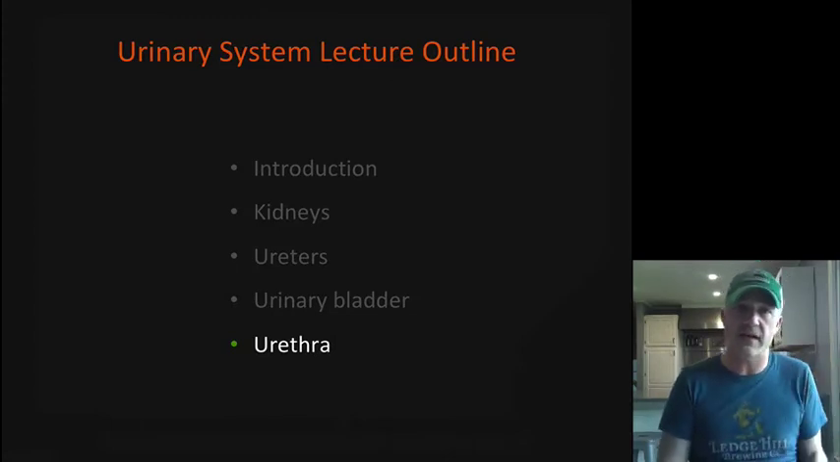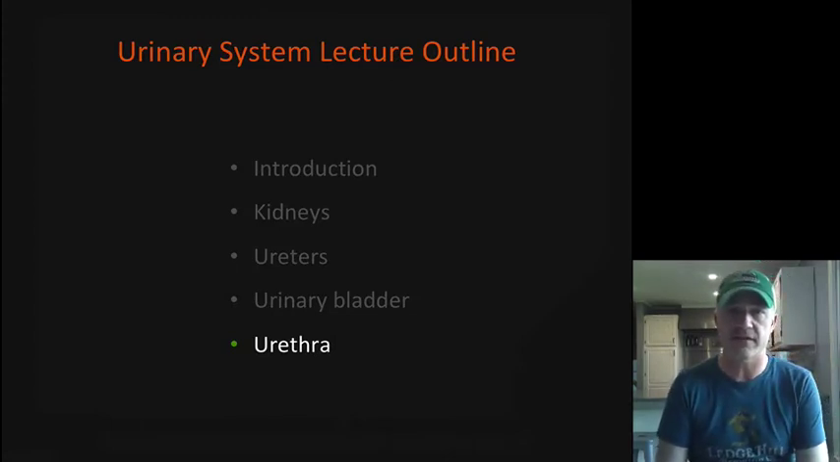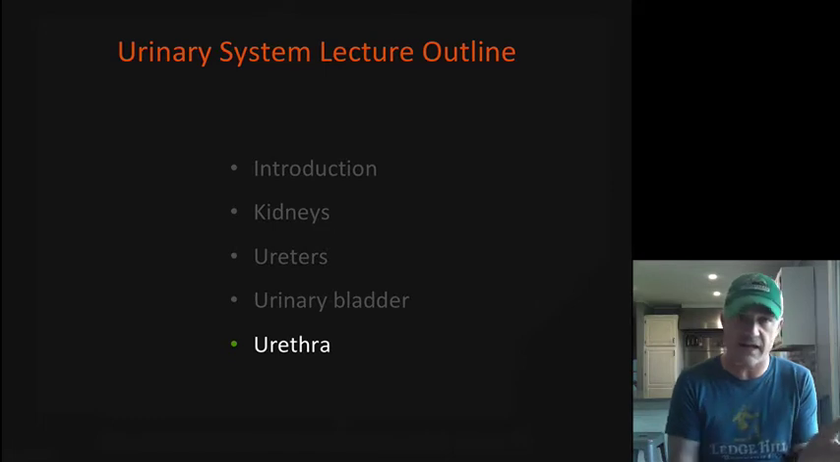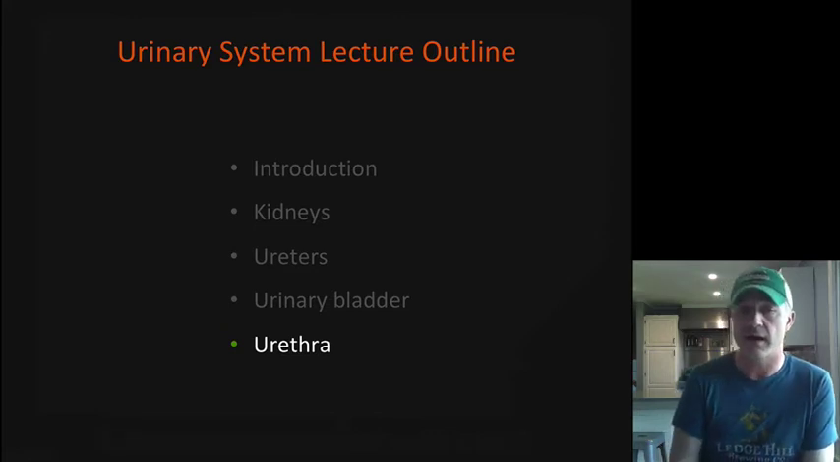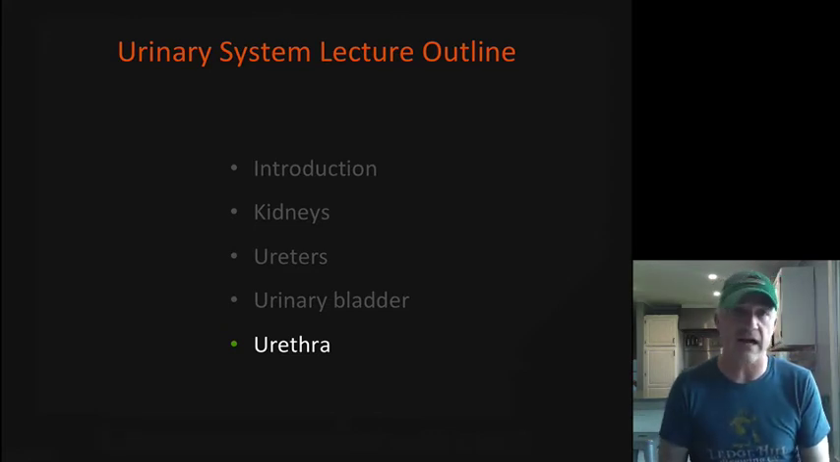And then finally, the last thing to talk about is the urethra. It's going to be the exit of the bladder. It's at the bottom or most inferior portion of the bladder. The urethra is the tube that's going to expel this out.